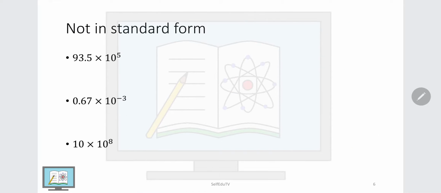Take note that these numbers are not in standard form. Let's look at the first one. The value of a should be 9.35. Now remember, the value of a must be in this range. So the first one definitely is not in standard form.